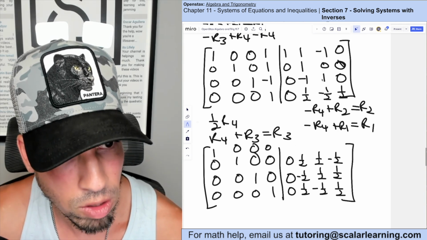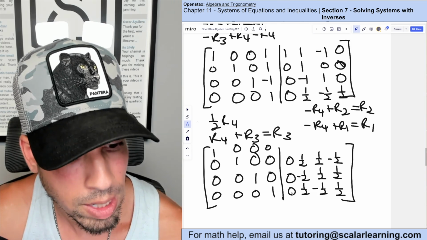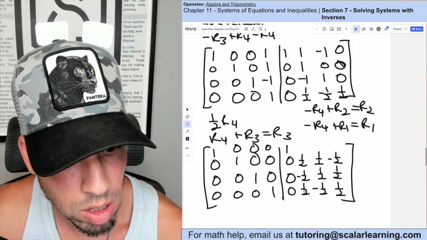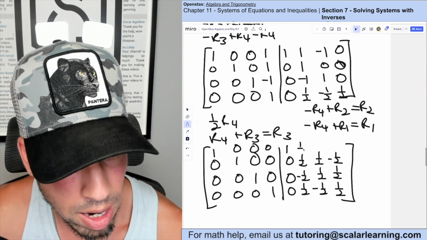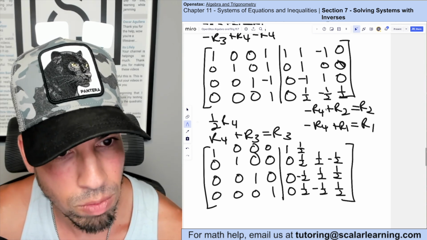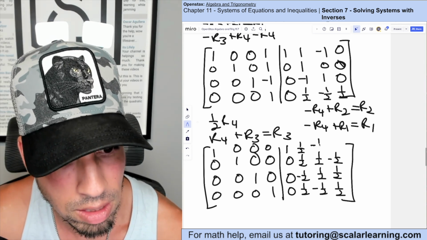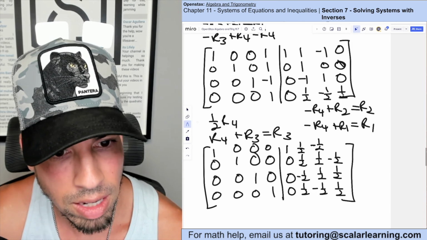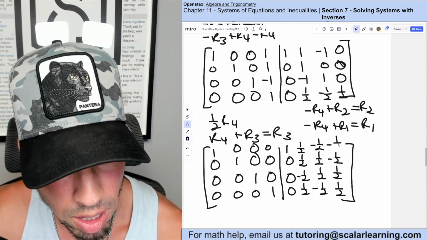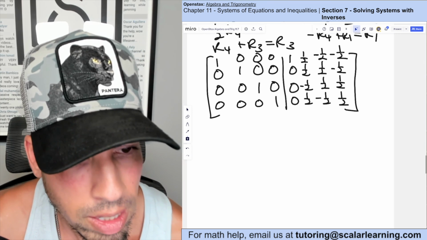And then now for the final row on this side. So we got negative 0 plus 1 is 1, negative 1 half plus 1 is 1 half. Positive 1 half plus negative 1 is negative 1 half, and then negative 1 half plus 0 is negative 1 half. So here's your inverse right there.